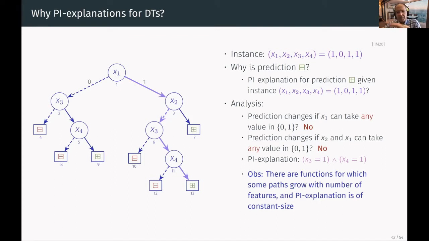So what we actually proved at the end of last year is that there are functions for which there are paths in the decision tree that grow with the number of features, and the explanation is of constant size. And so this can happen in practice.